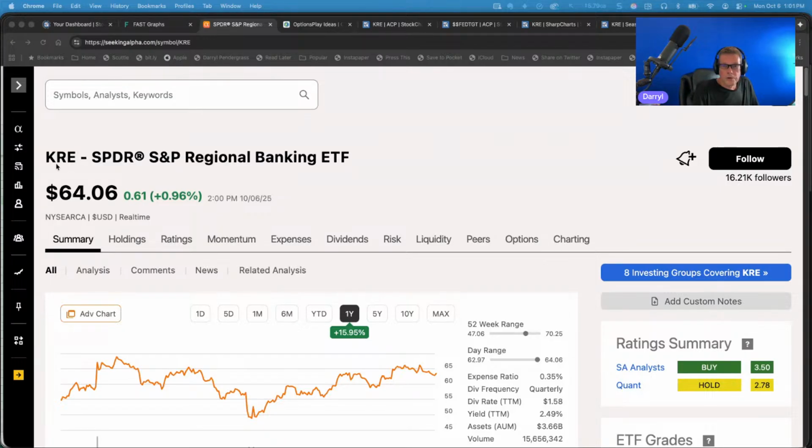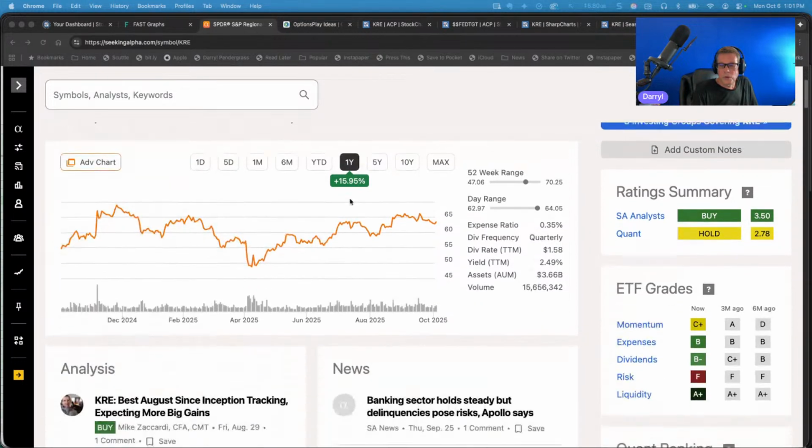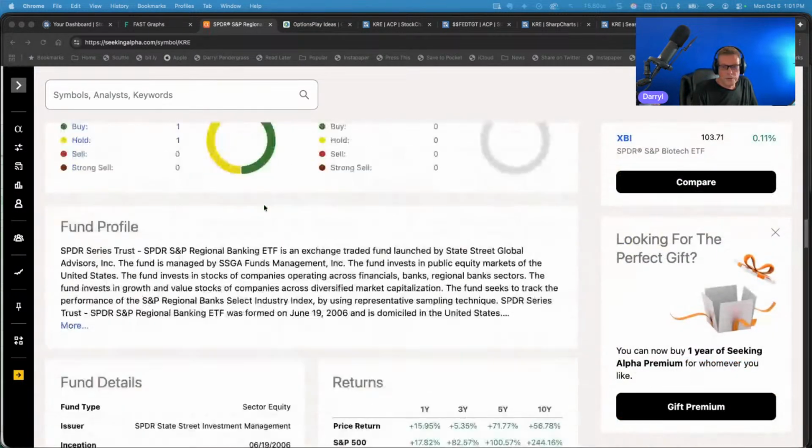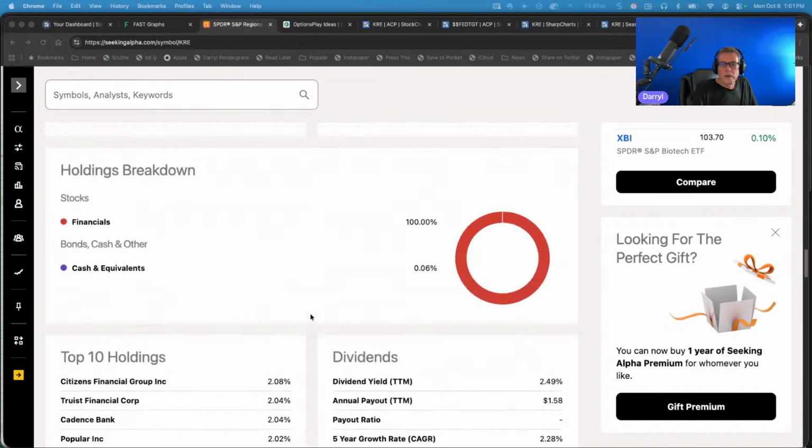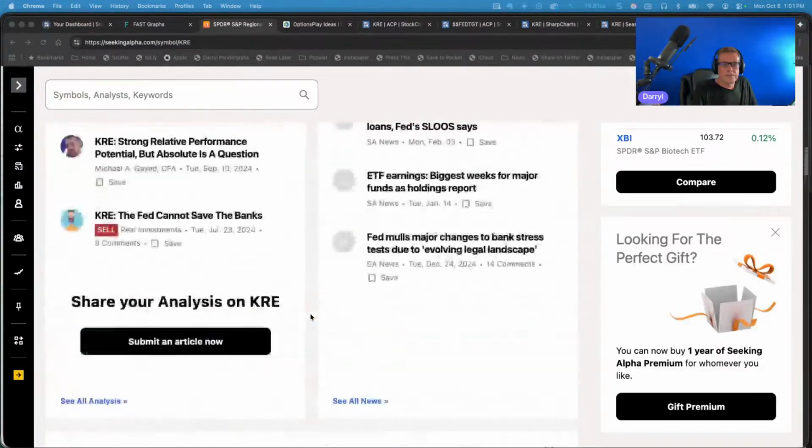So the first thing I want to do is just get everyone familiar with what this ETF is if they're not familiar with it. The ticker symbol is KRE, and it does hold regional banks. I'm going to scroll down to their holdings just to give you an idea of which regional banks they hold. So these are their top 10: Citizens Financial, Truist, Cadence, Popular, M&T, and then their total number of holdings is 149. So it's quite a few of these regional banks.